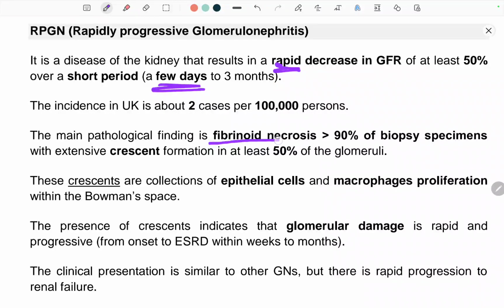finding is fibrinoid necrosis. In more than 90% of biopsy specimens there are extensive crescents; in RPGN, crescent formation is seen in at least 50% of the glomeruli. These crescents are collections of epithelial cells and macrophages proliferating within the Bowman capsule. The presence of crescents indicates that glomerular damage is rapid, progressing to ESRD within weeks to months. The clinical presentation is similar to other GNs, but there is rapid progression to renal failure.